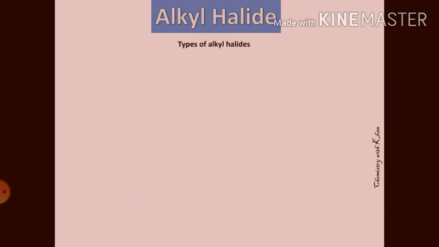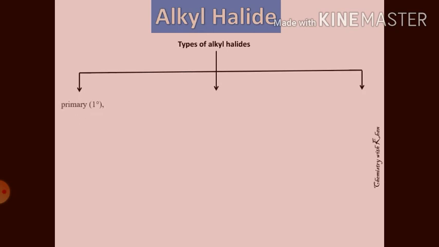Types of alkyl halide. There are many types of alkyl halide; we will discuss three of them. The first is primary alkyl halide or 1-degree alkyl halide. In this type of alkyl halide, a halogen group is directly attached to a carbon which contains only one alkyl group.